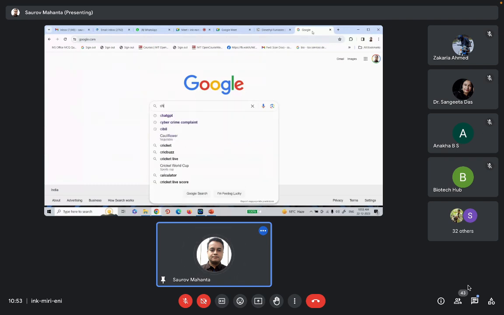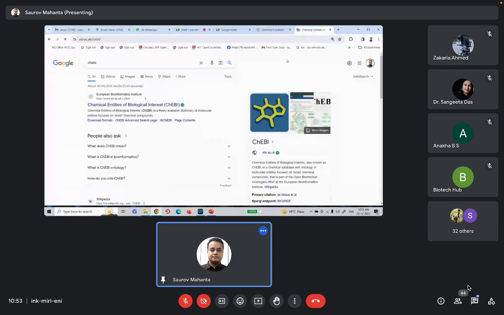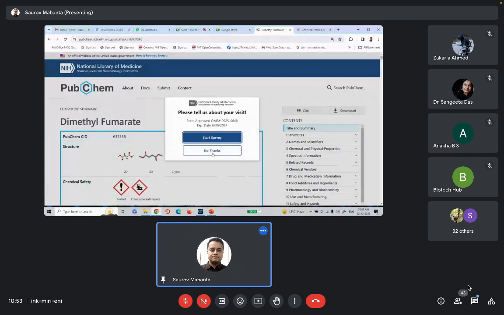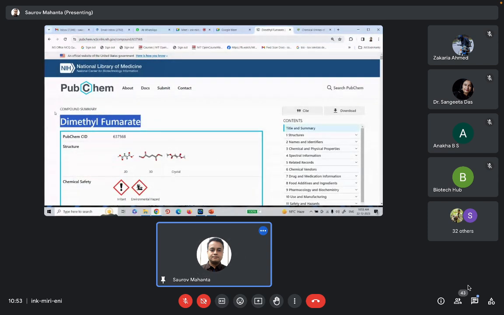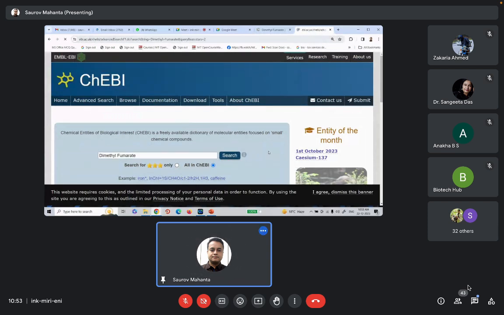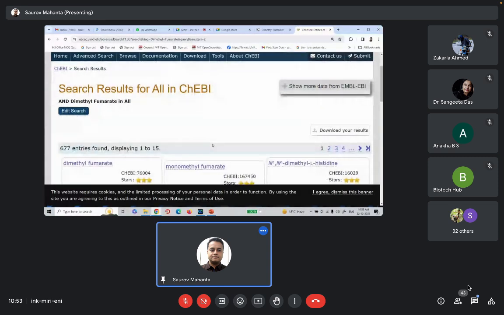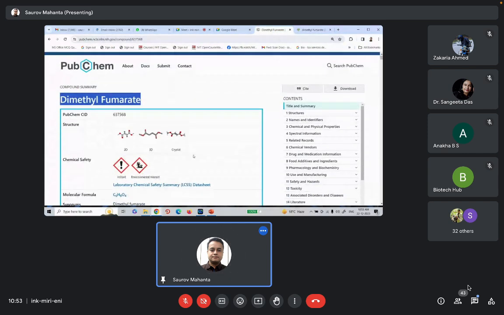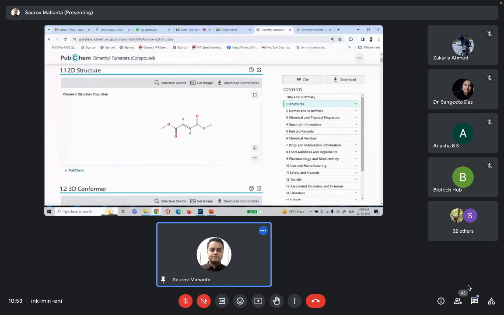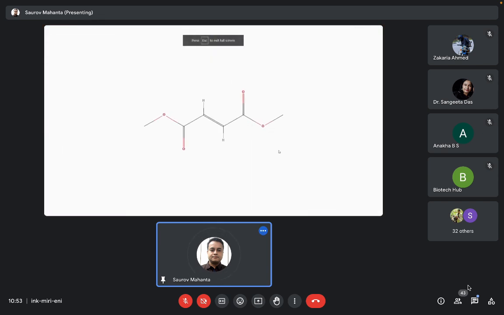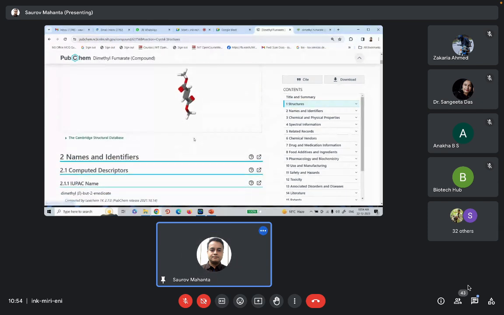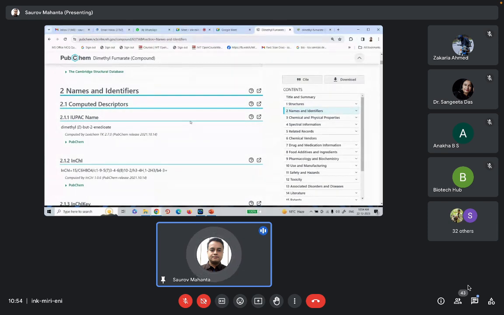So I'll show you. There is a similar analogous database maintained by EMBL, European Molecular Biology Laboratory, which is known as ChEBI. So the same compound, say dimethyl fumarate, can be searched in this database also. See, this is the compound. Fine. So we can use these compounds and we can build up a library of the compounds which are available in this particular plant.